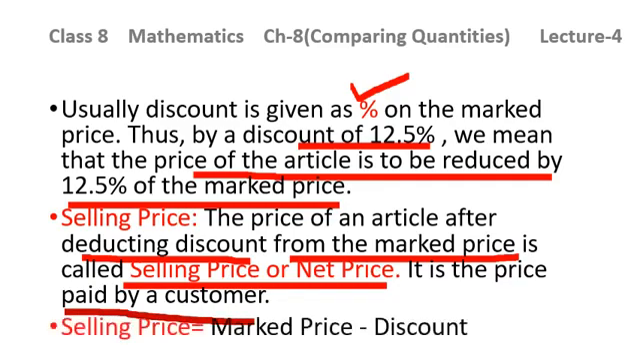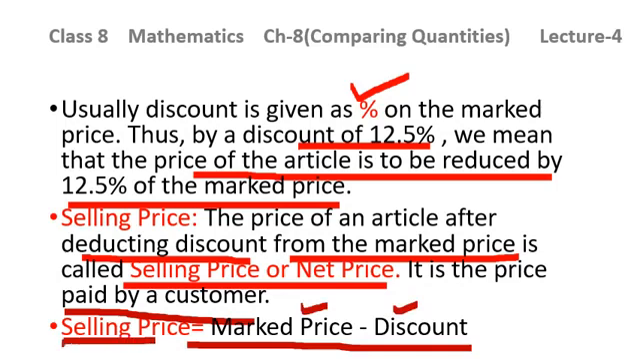So selling price can be given by the formula. This is the formula of selling price: marked price minus discount. Obviously, as we have seen in the definition, it is the price of an article after deducting discount from the marked price. So marked price minus discount will give you selling price. This is the formula of selling price in terms of marked price and discount.